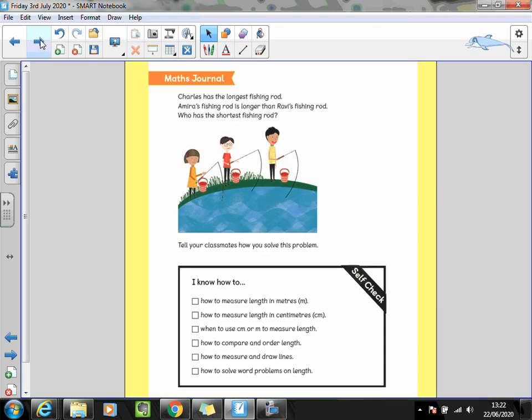And your last bit of learning for our chapter on measurement is a maths journal. Charles has the longest fishing rod. Amira's fishing rod is longer than Ravi's fishing rod. So who has the shortest fishing rod? Can you tell your learning partner how you solved the problem and how you know the answer is correct? And if you want to have a self-check against the learning you've done in this chapter, have a read of the following statements and tick the ones that you feel you are really confident in achieving.